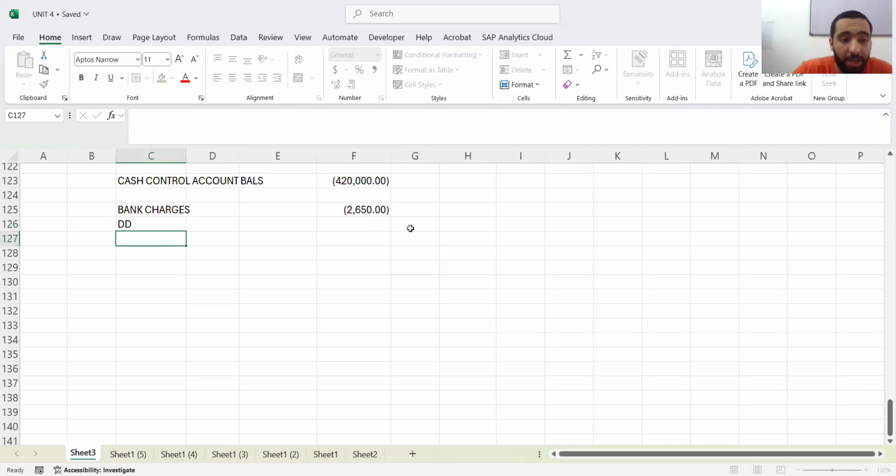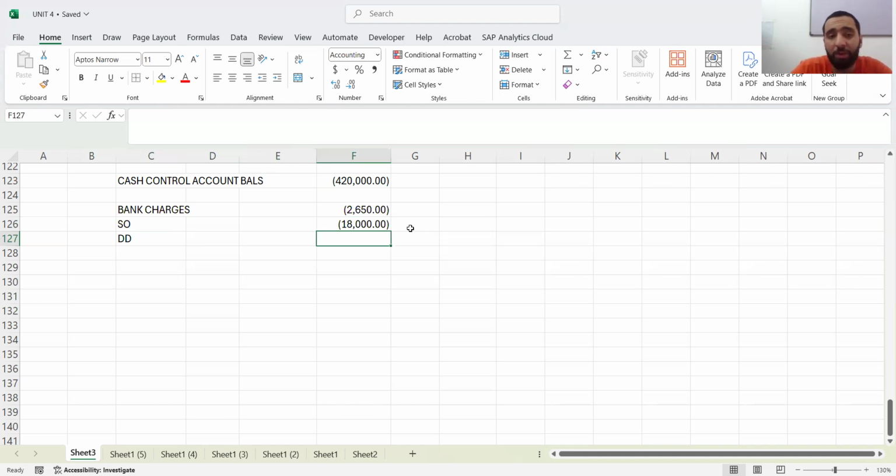Direct deposits, DD, how much? Sorry, before that, standing order payments. SO, standing order. What is the standing order? Insurance payment directly done by the bank. So that means it's a negative balance, 18,000. Direct deposits: someone directly deposits to your bank account, 36,000.